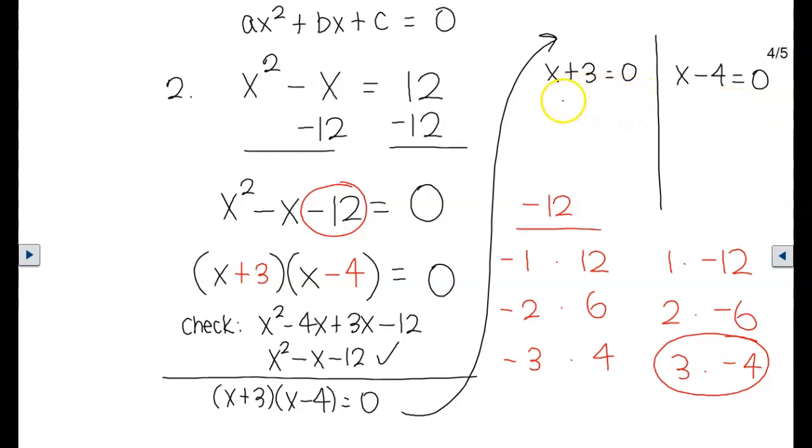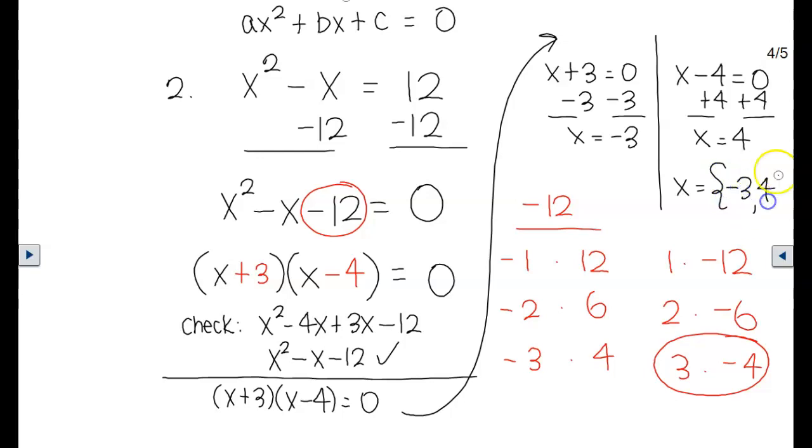On the first one, we would subtract 3 on both sides and get x equals negative 3. And on the second one, we'll add 4 to both sides and get x equals positive 4. So in this equation, x can be negative 3 or positive 4. And there is our solution.